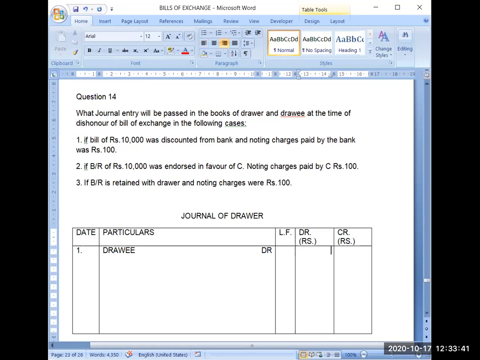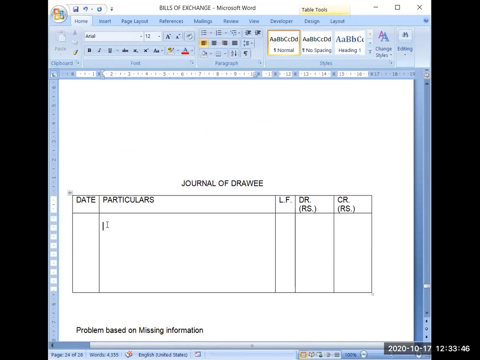So this is regarding the bill. Noting charges we will adjust later on. First see according to that. Now what drawee will do in case of dishonor? He will again first finish his liability: bills payable account debit. We are doing such questions because you can get questions like these in exams. 10,000 to, and he will again make drawer as his creditor. Drawer account.